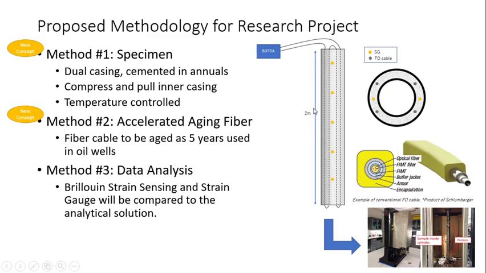The entire specimen, which is 2 meters long, will be stored in the oven like this in the picture, and temperature will be monitored and controlled during the experiment. Accelerated aging technology applies to the fiber cable. The fiber cable will be aged as 5 years used in typical oil wells under certain conditions.